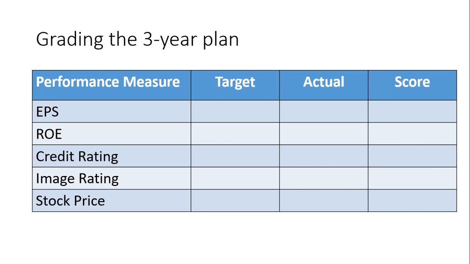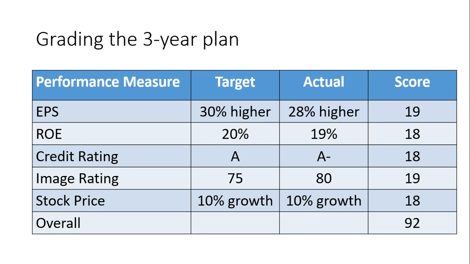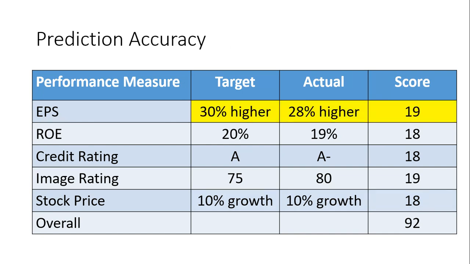The 3-year plan is graded at the conclusion of each of the 3 years. This is in addition to your normal grading for each decision year. You'll compare your targeted or predicted outcome for each of these performance measures to the actual outcome. The closer your target and the actual outcomes are, the higher the score. So your score is based on 2 elements. The first is how accurate was your prediction. The closer your prediction, the better.